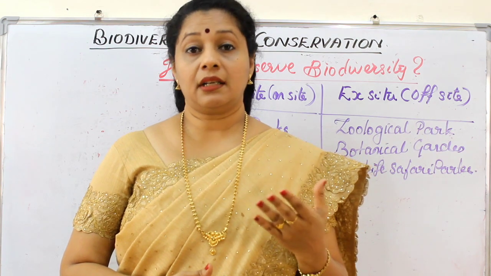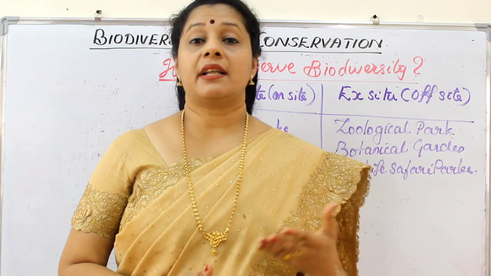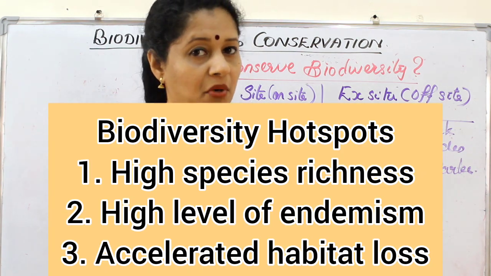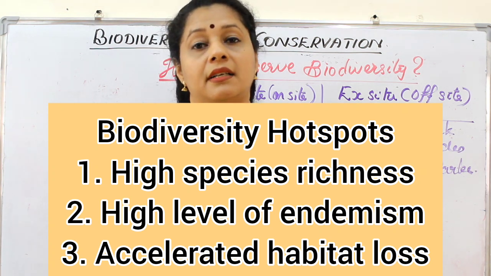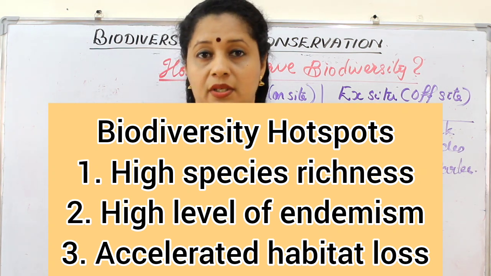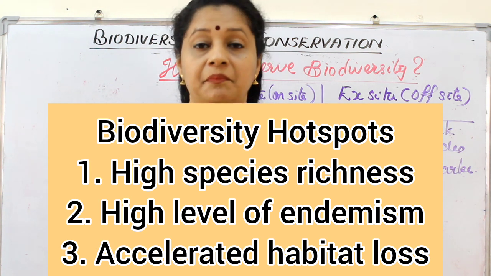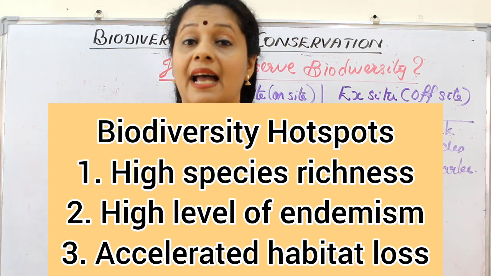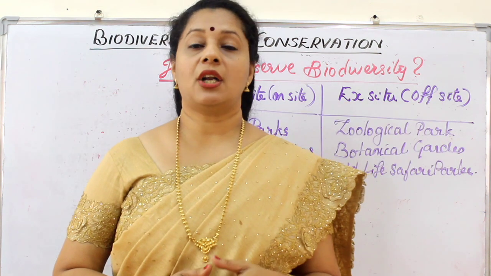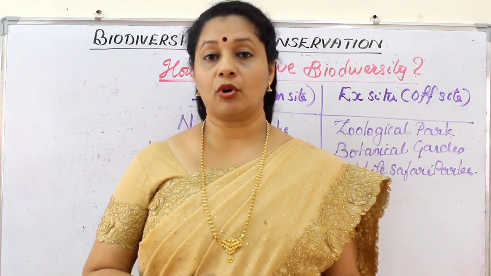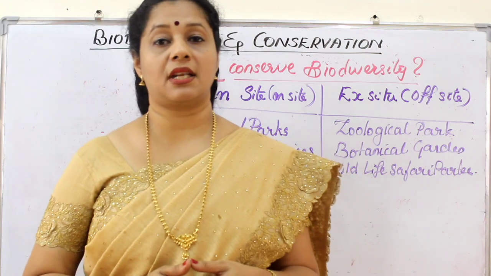So another characteristic is accelerated habitat loss. This is an important point for you. What are the characteristics of biodiversity hotspots? 1. Species richness. 2. High level of endemism. 3. Accelerated habitat loss. 25 biological hotspots have been identified. Now 9 more are added, so the total number is now 34.